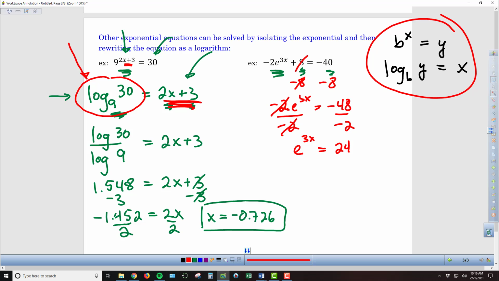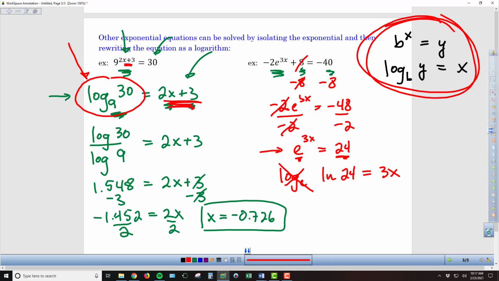And so now at this point, I have the exponential isolated, so I can use my pattern here to rewrite this in log form. So the base of my exponential becomes the base of my log, so it's going to be log base e, which of course we never write. Instead of writing log base e, I'm going to immediately just write that as ln. So I'm going to use that ln to describe log base e. The output of my exponential is going to become the input into my logarithm, so that's going to be 24. And then a logarithm is an exponent, so the exponent in my exponential here is going to be isolated on the other side, so I end up with 3x isolated there.